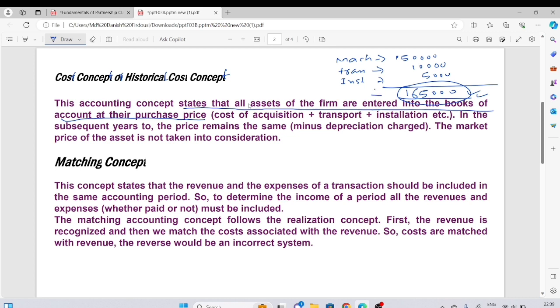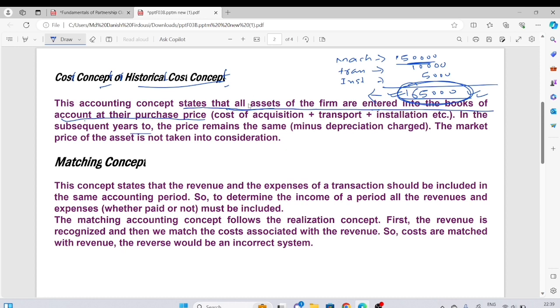How much price? 1,65,000. So this principle, the cost concept or historical cost concept, says that whatever the purchase value of the machinery, or whatever the purchase value of the asset, it should be written into the books of account. Not the 1,50,000, we will retain into the books of account 1,65,000. So this cost concept or historical cost concept says like this.